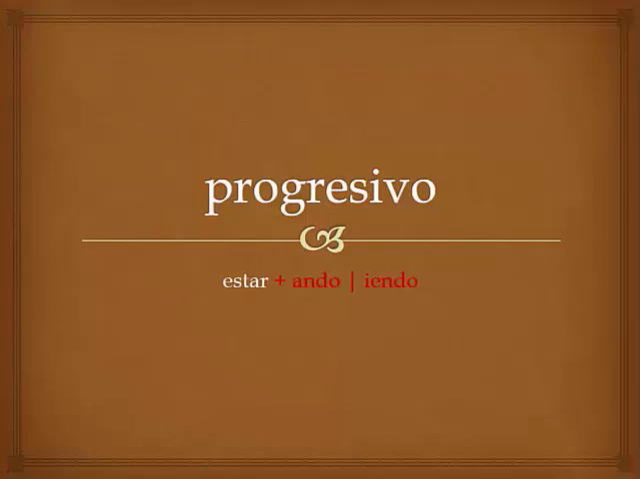Progresivo, the verb estar, plus ando or yendo. Ando and yendo are the present participles. If you're confused already, you won't be soon. And by the end of this lesson, you're going to have learned 5 verb tenses. So you're going to have a great time.